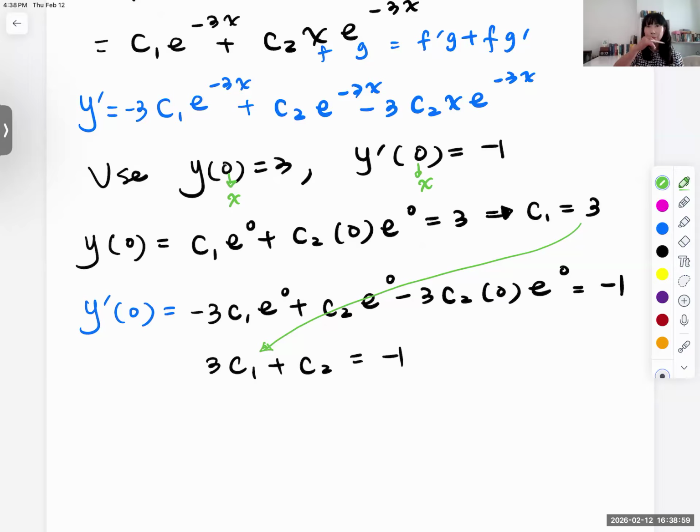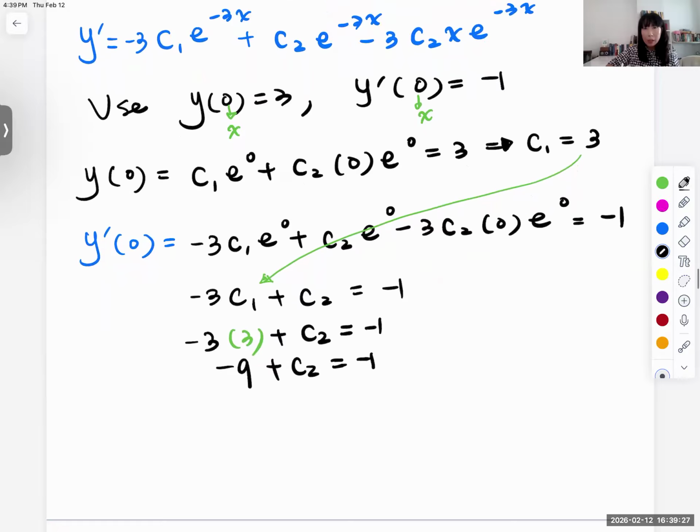So negative 3 times 3 plus c sub 2 equal to negative 1. Oh, I made a mistake, right? We have a negative, so I was missing the negative there. Okay, so we have negative 9 plus c sub 2 equal to negative 1. Then c sub 2 will be positive 8. Yeah, good. Okay, so we can conclude everything.